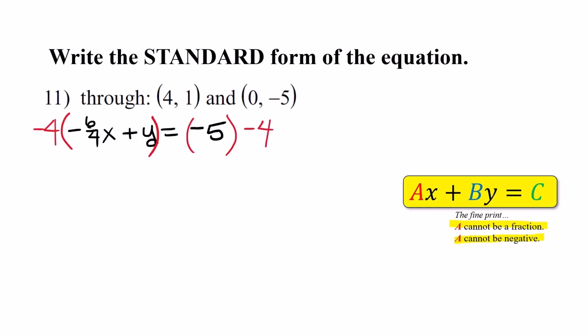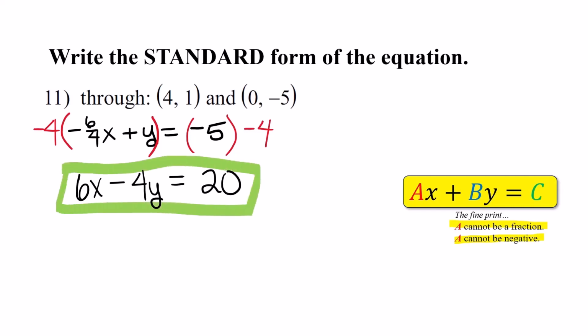The negative times the negative is going to change it to a positive, and the 4 is going to clear the fraction. So we end up with positive 6x minus 4y equals positive 20. And that is the final form. That is in standard form.